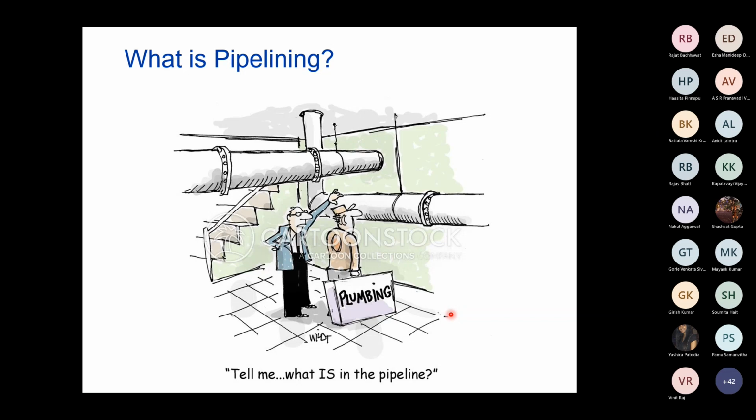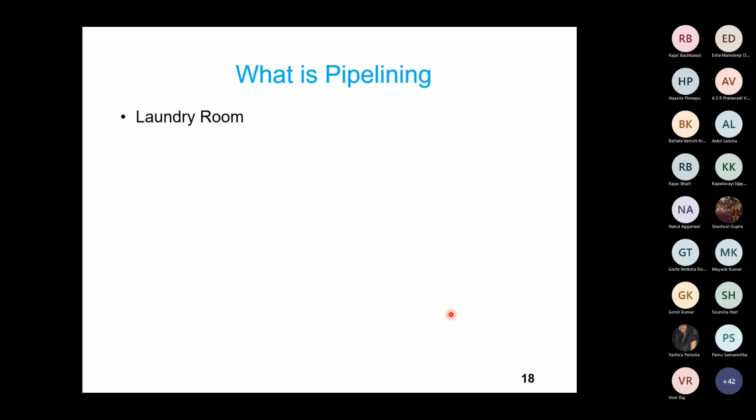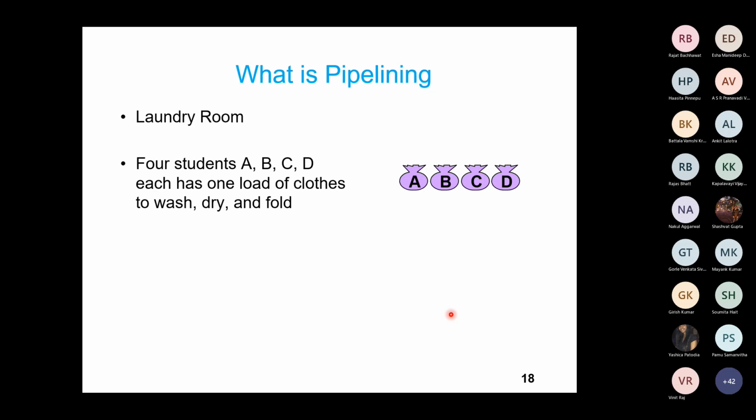So now tell me, what is in the pipeline? Okay, let me start with a very simple example. It's a laundry room example. Maybe in your IIT hostel, there is a laundry room in which you have a washer, a dryer, and a place where you can iron your clothes. So there are 3 resources you need: washing, then drying, and then folding or ironing. Suppose there are 4 students A, B, C, D, and they have their load of clothes to be washed, dried, and ironed.